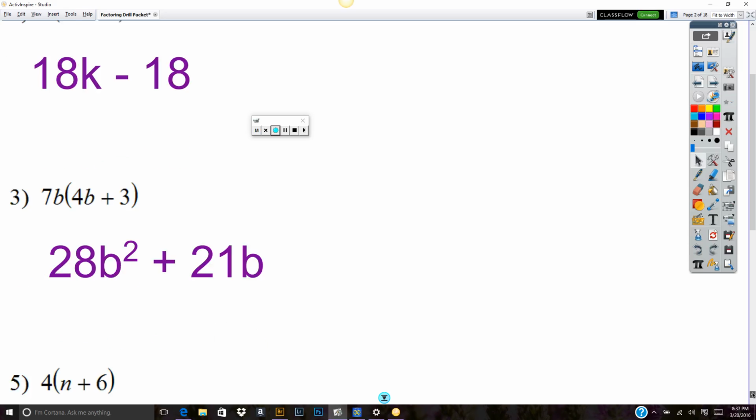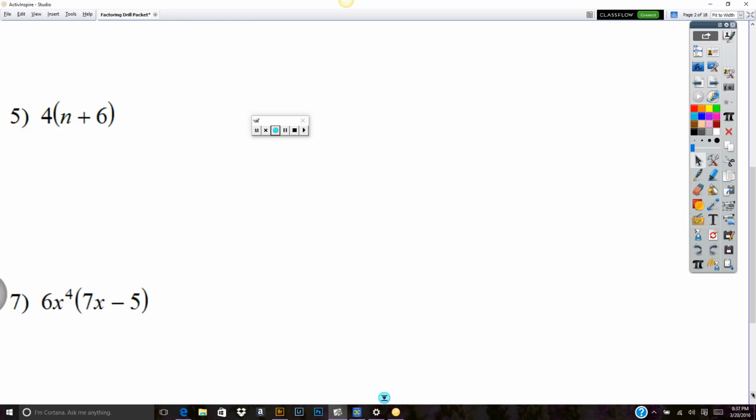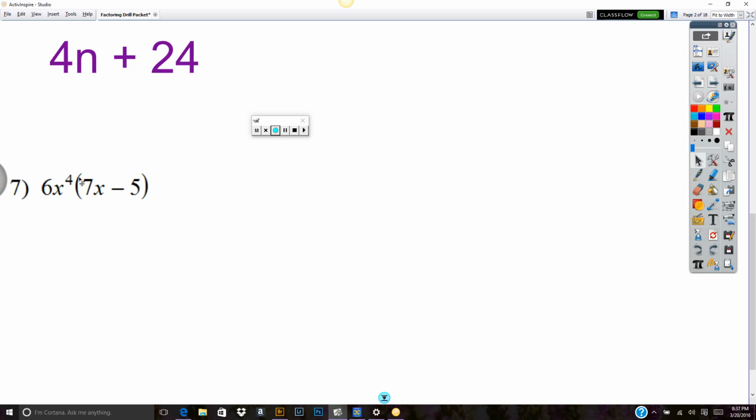Scroll down a little bit here. Okay, next two, 4n plus 6. Gosh, that's an easy one. 4n. Bring down your plus, and then 4 times 6 is 24. And the last one, I guess, is the most tricky. We've got 6x to the 4th times 7x to start with. So that's 42x to the 5th, because remember there's an imaginary 1 right there after the x. Bring your minus sign down, and 5 times 6 is 30. Bring down x to the 4th.